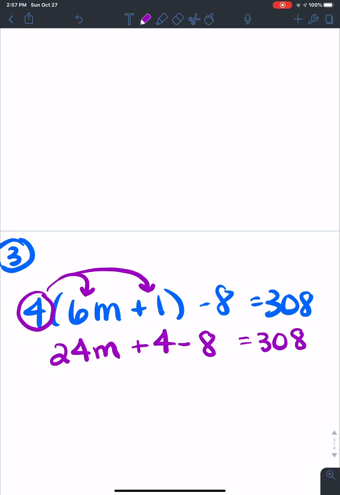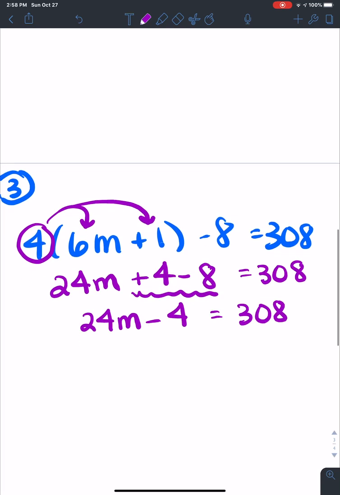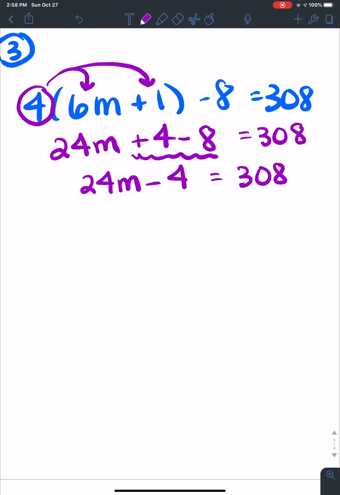Now this does look a little different too because you have two terms that are just numbers on that side. So I can put those together without opposite operation. Can do it just the way it's written. So positive 4 and negative 8 is going to be negative 4. Okay, now I just need to work to get my variable by itself.